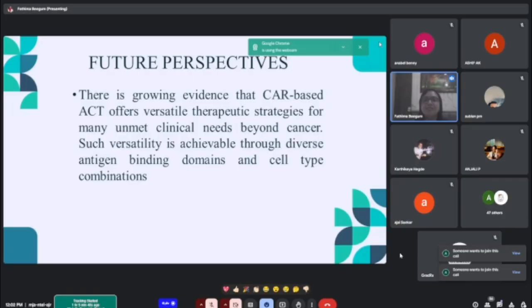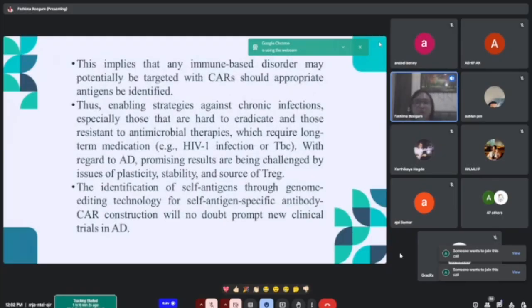What is the future? There is a very good future for this CAR T cell therapy because it can boost your immune system with a minimum of ADR. It can be used for all the disorders. For autoimmune disorders, it has promising results. For cancer, anyway, it has shown results. For HIV infections and all these disorders, it is showing a very important role. So CAR can be used for reducing the impact of all those disorders.